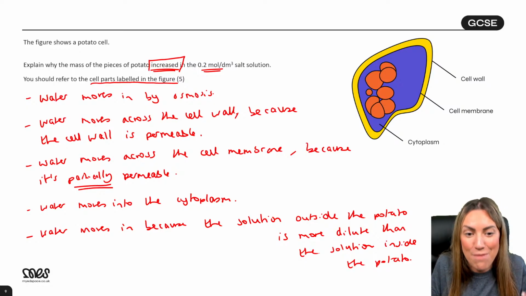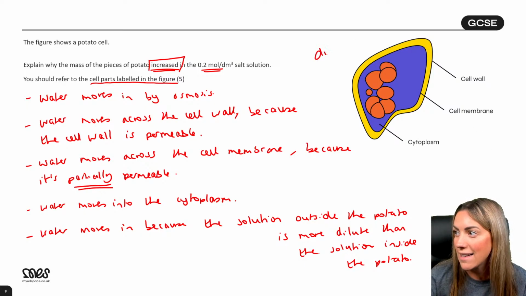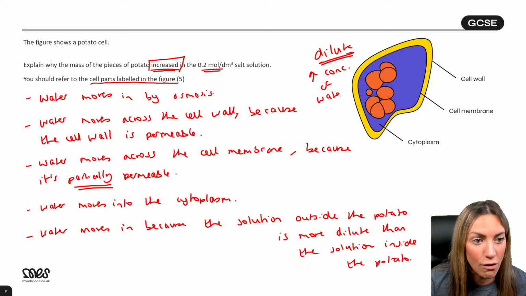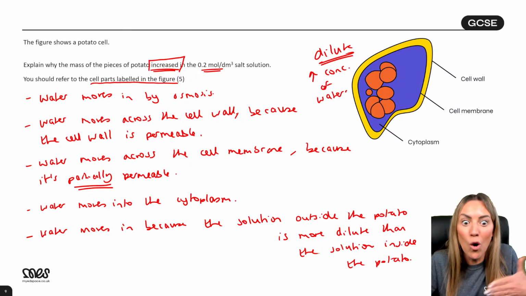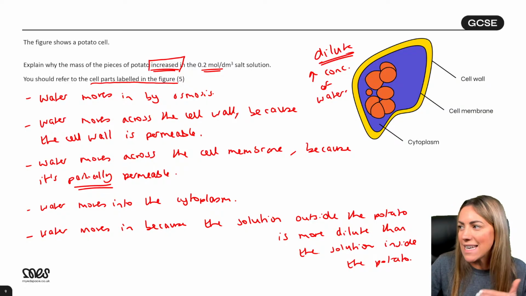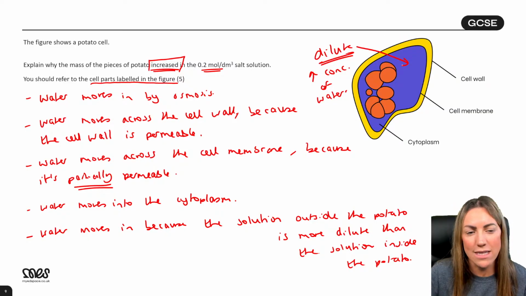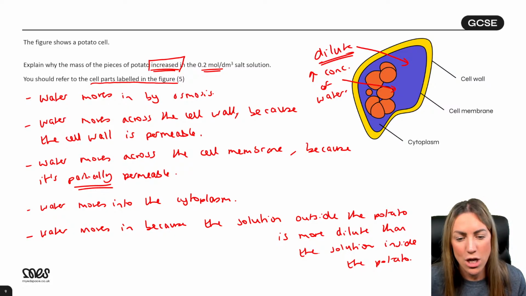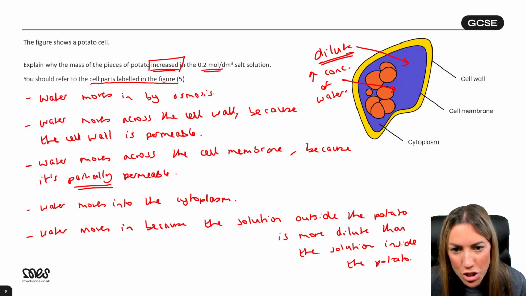But that's the same thing because a dilute solution, like out here, it's more dilute, right? A dilute solution has a higher concentration of water, doesn't it? Think about your orange squash. If it's dilute, there's more water in it. So you can either say it goes from a dilute to a more concentrated solution, or it moves from a higher concentration of water to a lower concentration of water. It's the same thing.